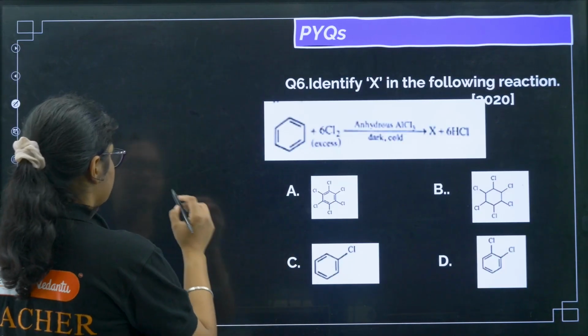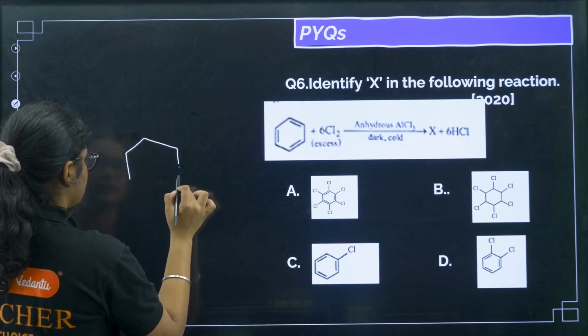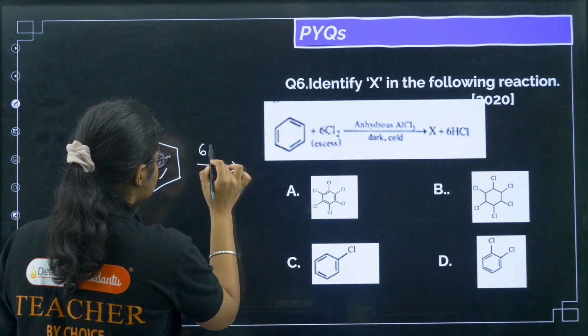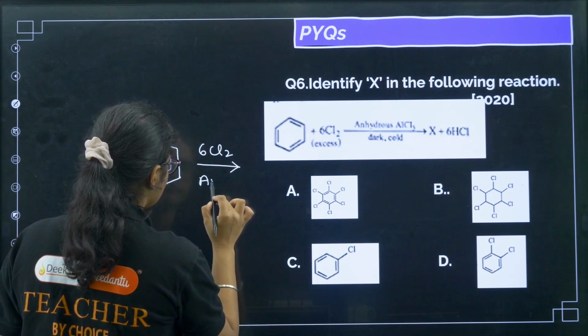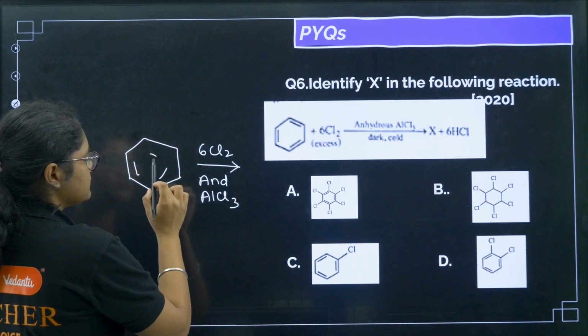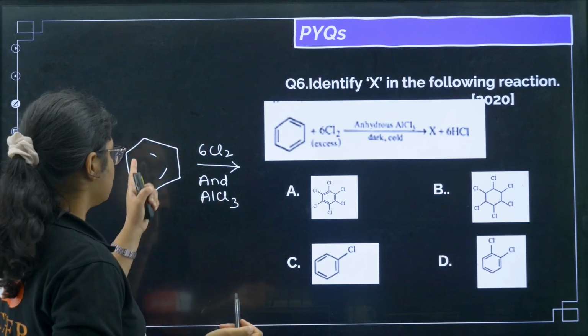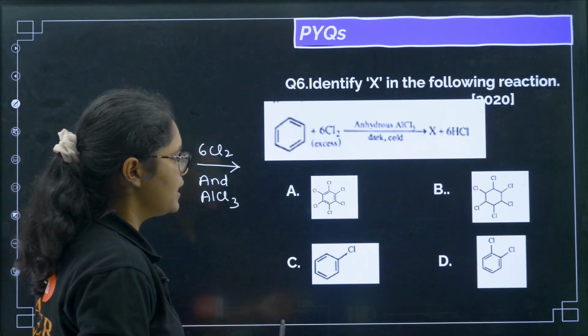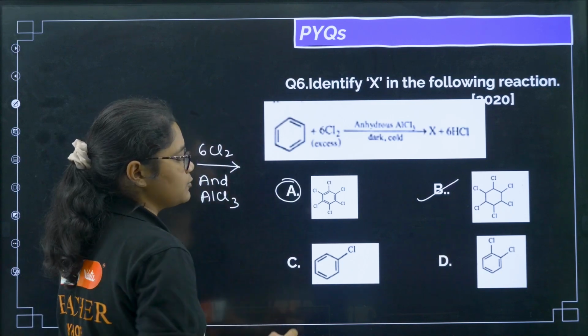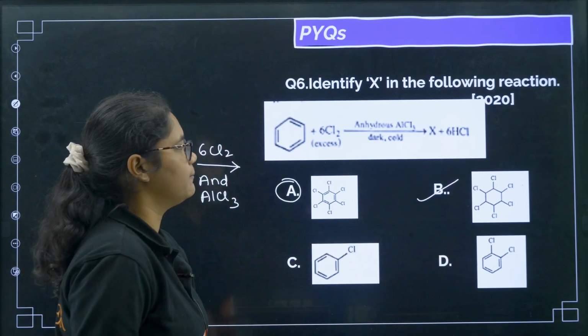So if this is not visible, I'll draw it for you again. So we have a benzene ring, and we have been given Cl2 in the presence of anhydrous AlCl3. If you have just seen in the last class also, all of these hydrogens will be replaced with chlorine and we will be getting option number B. Okay, you may get confused with option number A, but remember it will be B.